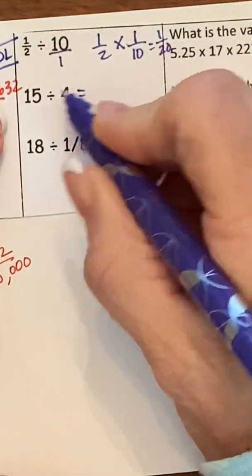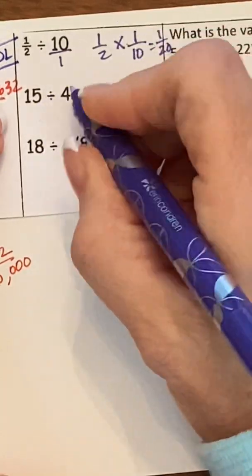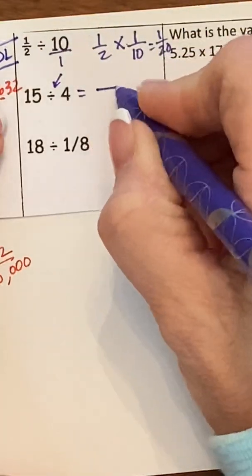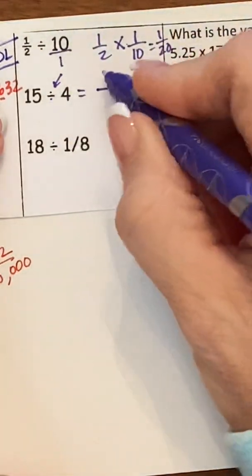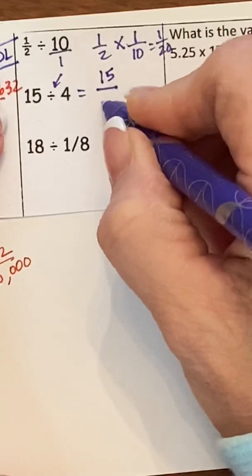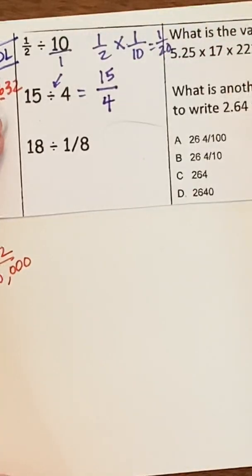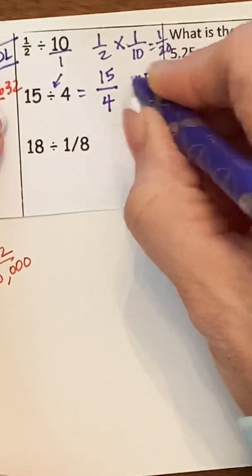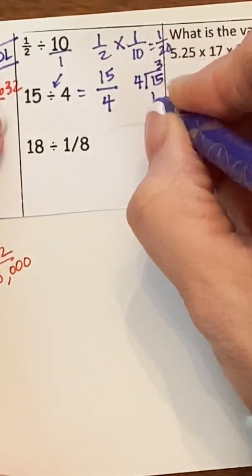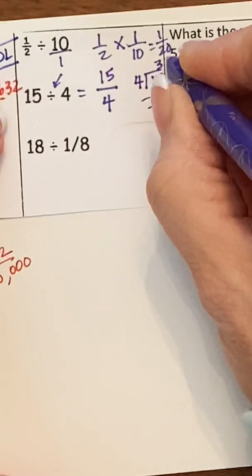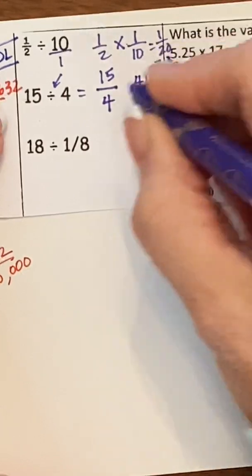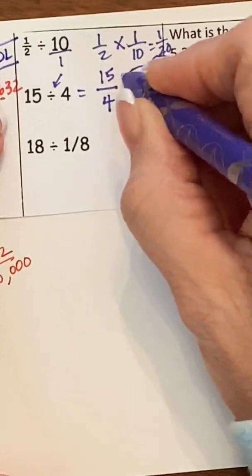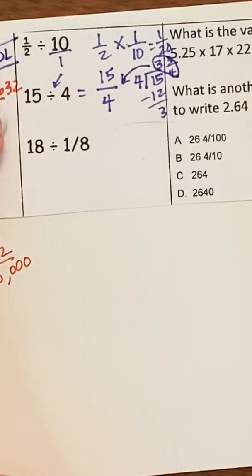Okay, now let's look at this one. 15 divided by 4. What does that mean? It means a fraction bar. So 15 divided by 4. And then we could simplify by dividing 4 into 15, because 15 drops in the house. It will go 3 times with how many left over? So it's 3 3/4 for this answer. So 3 3/4 is the answer of this improper fraction.